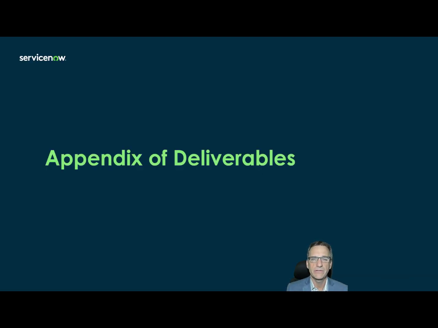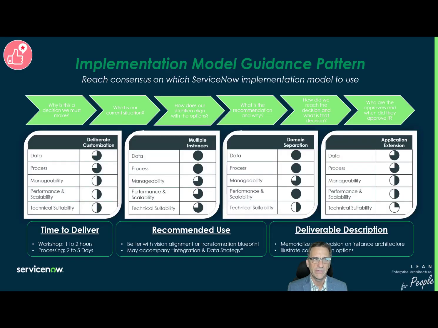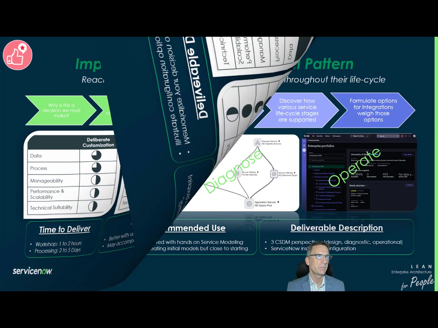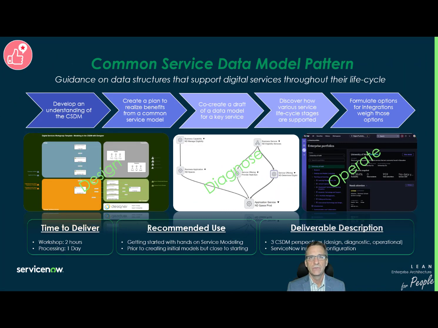At the end of the deck, we have some examples of some of the deliverables, just so you can get an idea for what is in there. And we'll be adding to these deliverables as we go. Right now, we have 2 examples in there. The first one is implementation model guidance. Here, we might need to memorialize a decision on why we chose a specific instance strategy for your organization. The next one shows a pattern that we can use to create your first common service data model.